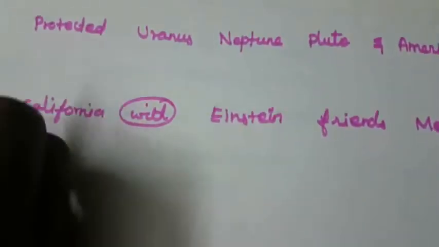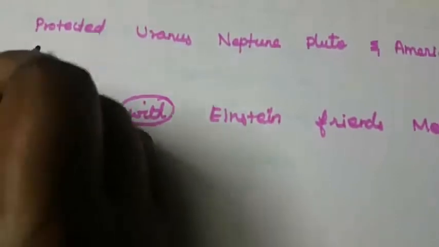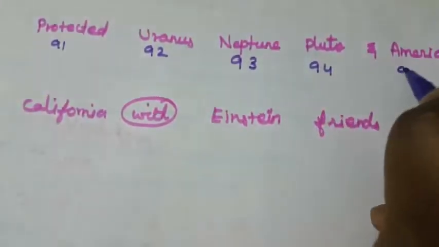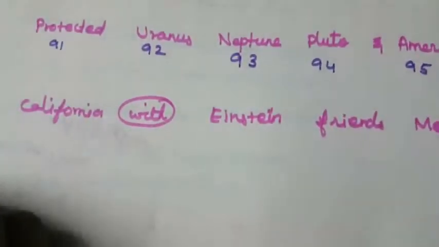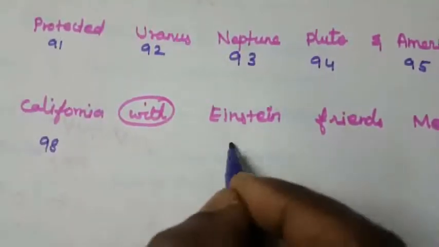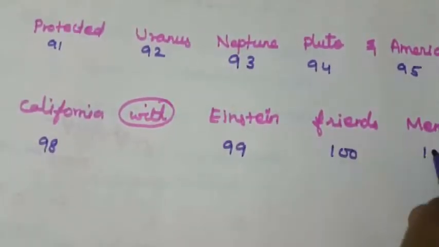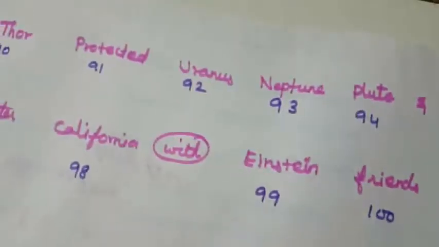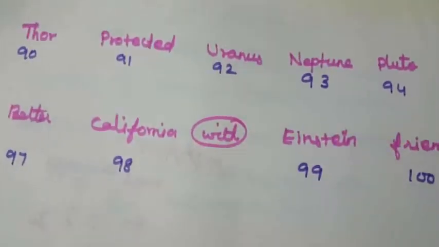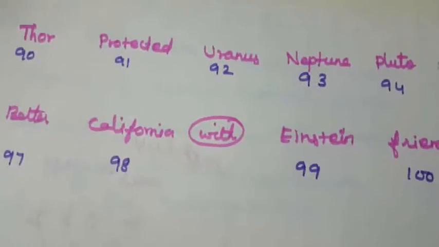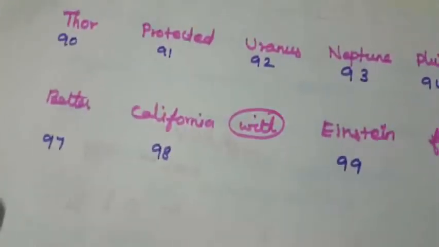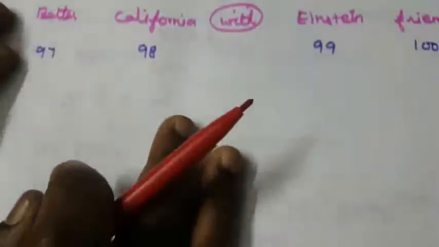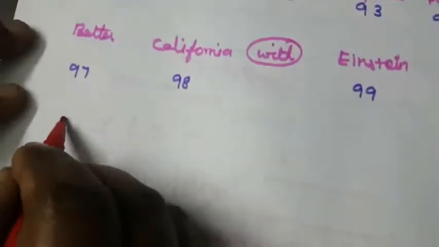Then you write the atomic numbers: 90, 91, 92, 93, 94, 95, 96, 97, 98, 99, 100, 101, 102, then 103. Okay, I am writing the element numbers according to that order. Next, how to write the names. Thor means thorium.